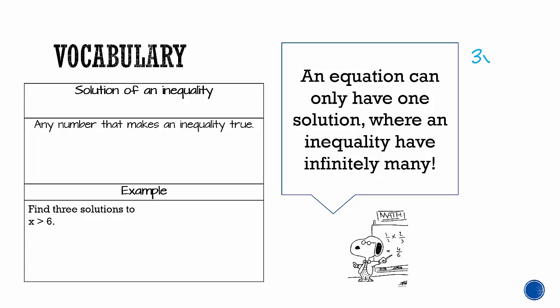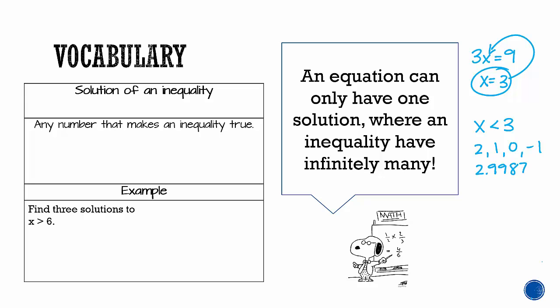Like if we were to solve something like 3x equals 9, the only solution is x equals 3. That's the only thing that works when you plug it back in. But an inequality can have infinitely many solutions. So when you have something like x is less than 3, there's tons of different possibilities. Not only do you have 2, 1, 0, negative 1, you can keep on going. Like 2.9987 also works. So there's literally an infinite number of solutions that work for an inequality.